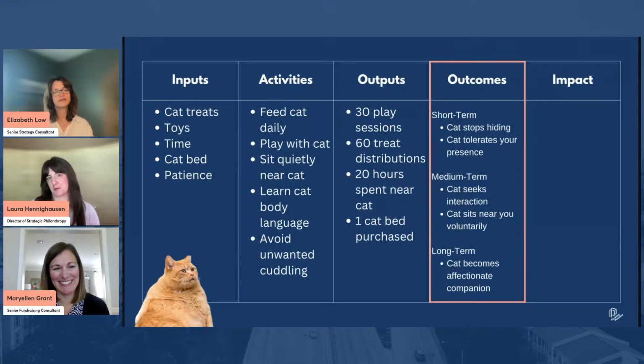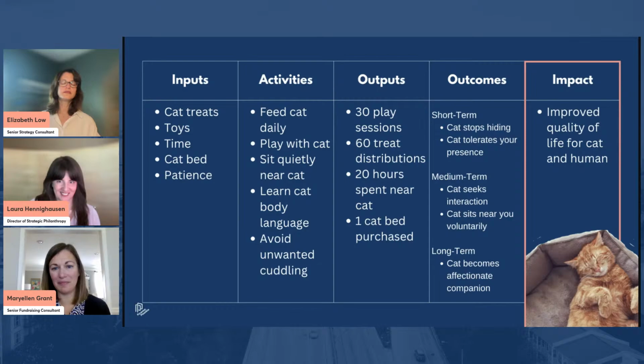So we feel like we're moving toward that goal, right? And then our longer term outcomes, something that might take us longer to get to, is the cat will become hopefully an affectionate companion, right? So you can kind of see the progression. The cat is not going to immediately become lovey-dovey. We're going to have some stages of outcomes as we go along. And again, all of these outcomes are only happening because of the activities that we've conducted, right?